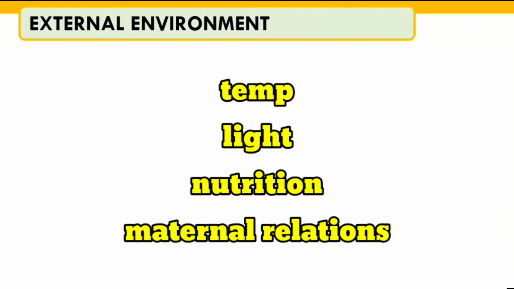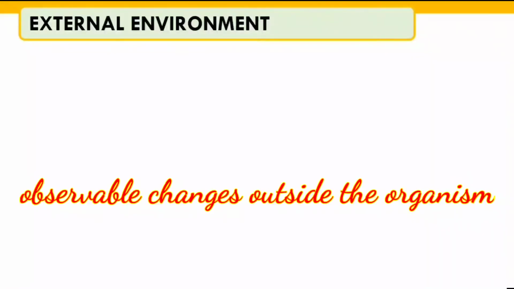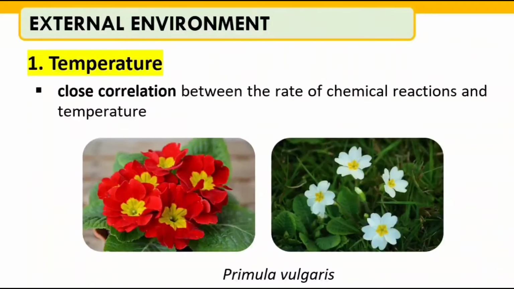Okay, let's proceed with external environment. Under external environment, we have 4, temperature, light, nutrition, and maternal relations. By the way, these environmental and external environmental effects are those leading to phenotypic changes or changes in phenotypic expression that seem directly correlated with observable changes outside the organism. So let's start with temperature as an environmental factor.